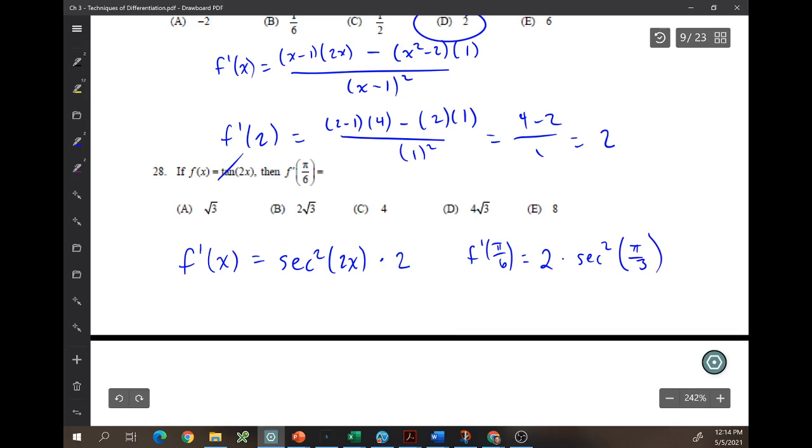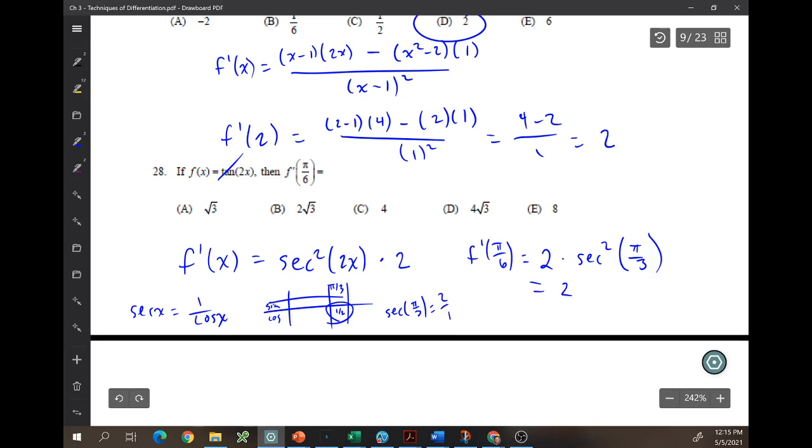And this is where you guys might have gotten stuck. But what you have to remember is just that secant is 1 over cosine. So you want to remember, hey, what is cosine of pi over 3? We have this chart of sine and cosine, and cosine at pi over 3 is 1/2. So all we do is take 1/2 and take the reciprocal. So secant of pi over 3 is 2 over 1, or just 2.